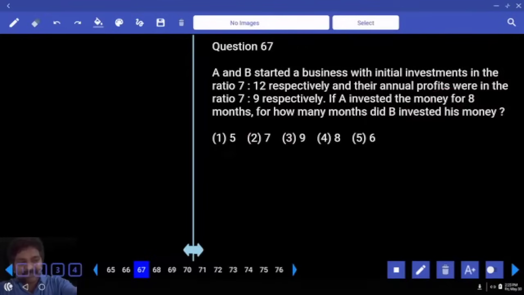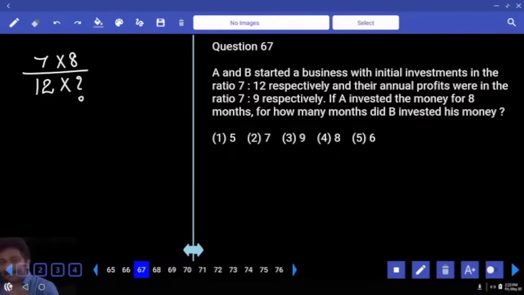A and B started a business with initial investments in the ratio 7:12 and their annual profits were in the ratio 7:9. A invested money for 8 months. For how many months did B invest his money? Investments ratio 7:12. Time period, A invested for 8, B invested for how much? We need to calculate. This is the profit sharing ratio, which is given as 7/9. 9 gets cancelled, 7 gets cancelled. 4 is 2 times, 3 times. 3, 3 times. Answer.